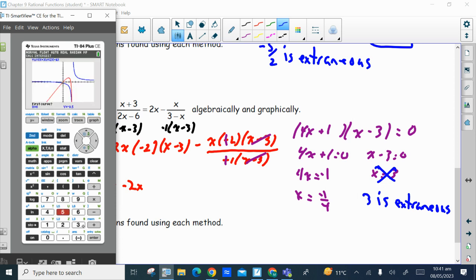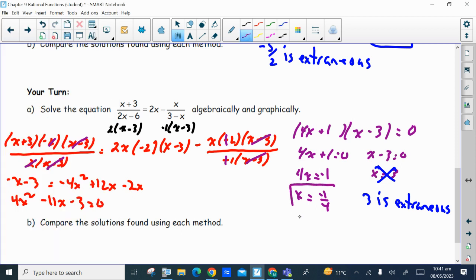Second function, trace, number 5 for intersect, enter, enter, enter, and there we get our negative 0.25. Confirming that that is a solution that works. So when they talk about comparing the solutions using each method, I mean, the algebraic one takes longer for sure. It also gives you an extraneous root, where the graphical one tells you that there's only one answer that works. In this case, because the answer is a terminating decimal, negative 0.25, you could state the exact value from the graph.